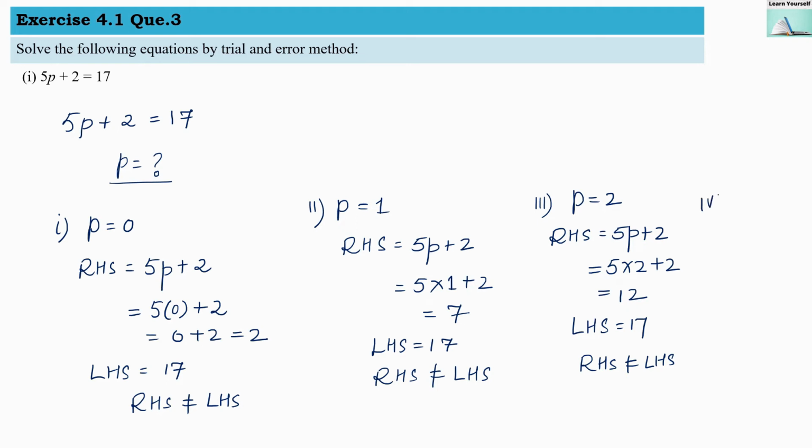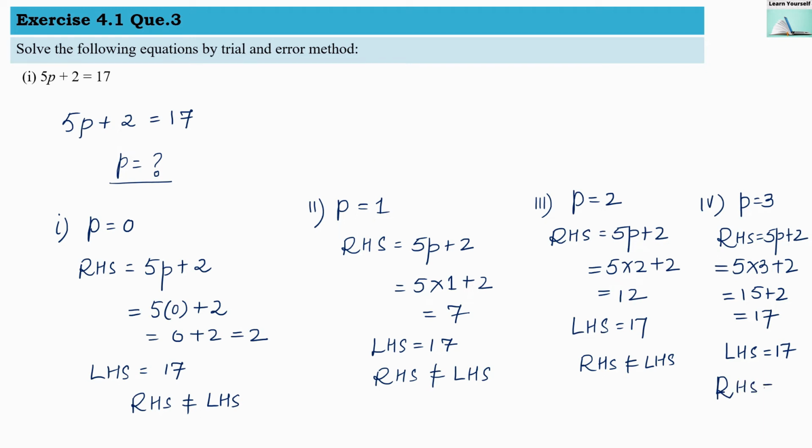Now let us take p equals 3. So RHS here is 5p plus 2, and in this we are going to substitute p's value. So 5 into 3 plus 2. So 15 plus 2 will give us 17. So RHS is 17, and yes, our LHS is also 17. RHS is equal to LHS.